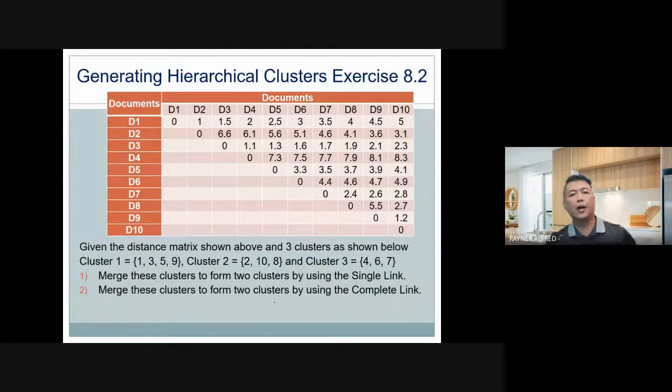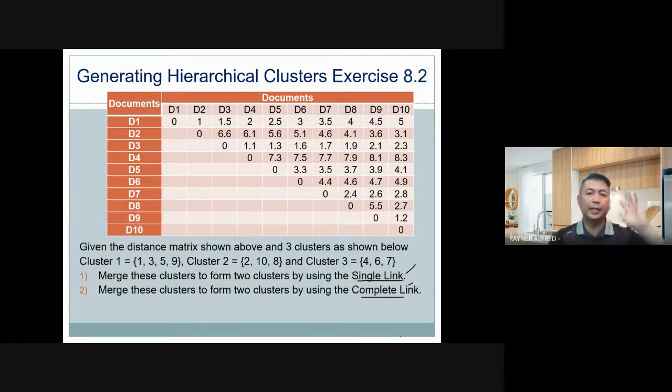So I've given you the second exercise. This is assignment number 8. You will need to perform the hierarchical clustering using single and complete. So this is minimum, this is maximum. Only by doing the exercise can you start thinking about how agglomerative clustering can actually be performed.